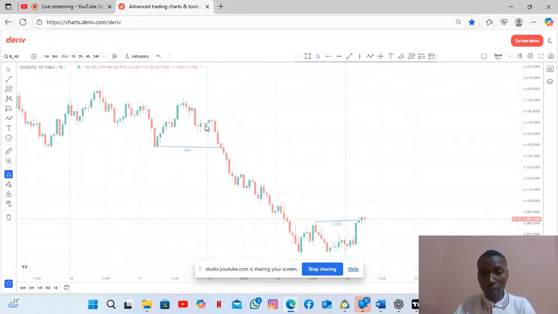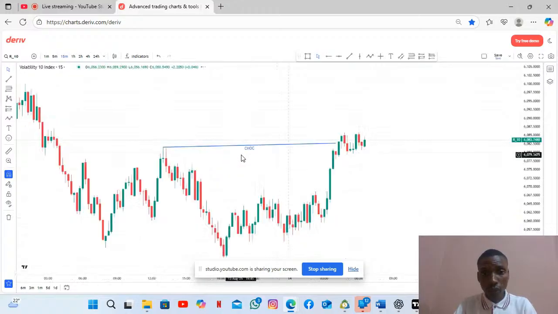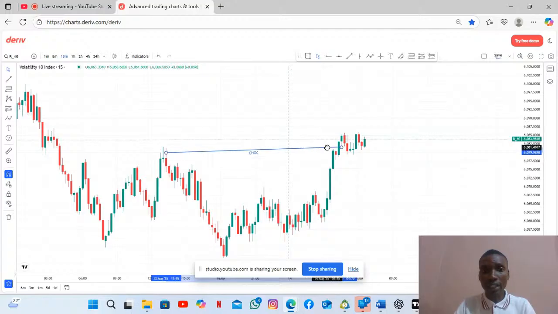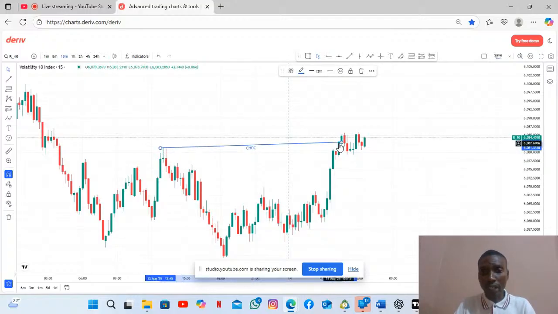Then on the 15 minutes, if you come to the 15 minutes, you can see the change of character clearly. I've always told people that irregardless of your strategy, always respect market structure. You cannot go far in the Forex market, whether you are using Y curve, price action, or SMC/ICT, always respect it.